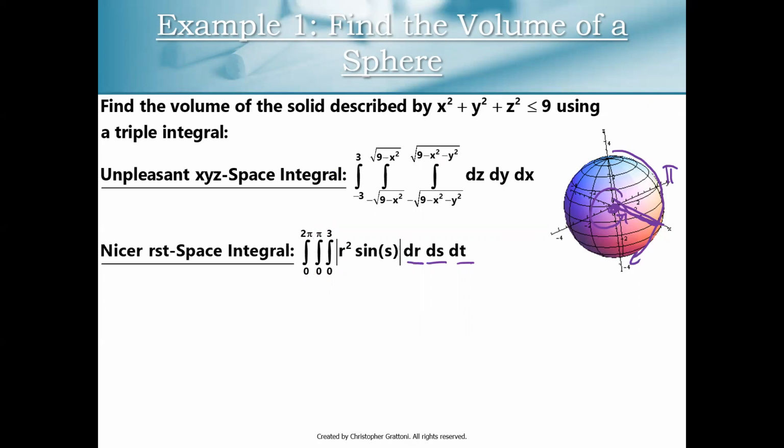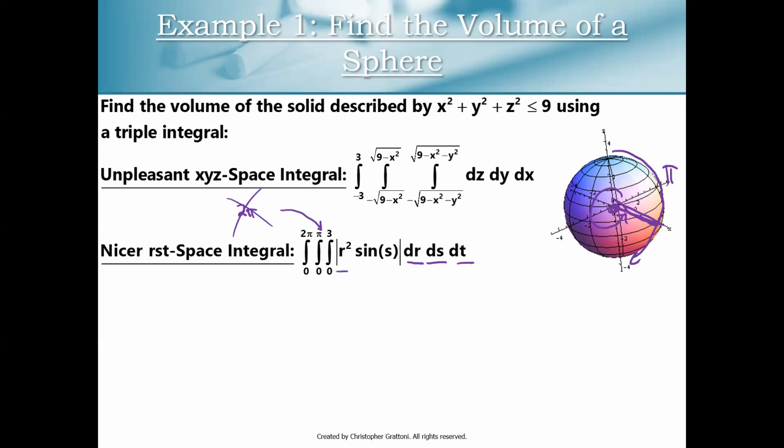The most common mistake to make here is to accidentally put a 2 pi in for our ds integral. That will give you double the result you're looking for. So don't accidentally double that s top. Leave that as 0 to pi.